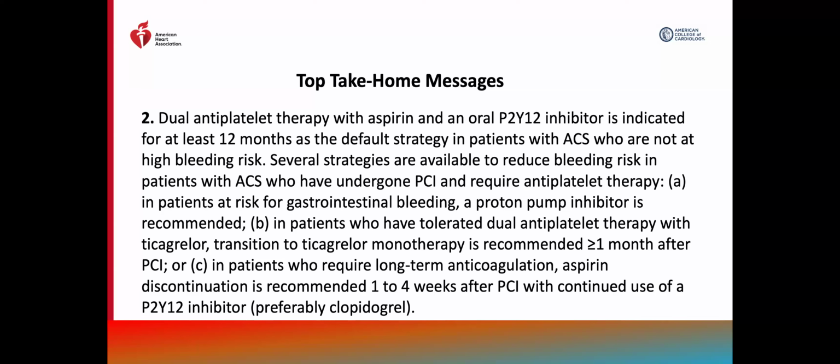A. In patients at risk of gastrointestinal bleeding, a proton pump inhibitor is recommended. B. In patients who have tolerated DAPT with ticagrelor, transition to ticagrelor monotherapy is recommended after 1 month after PCI. Or C. In patients who require long-term anticoagulation, aspirin discontinuation is recommended 1 to 4 weeks after PCI with continued use of a P2Y12 inhibitor, preferably clopidogrel.